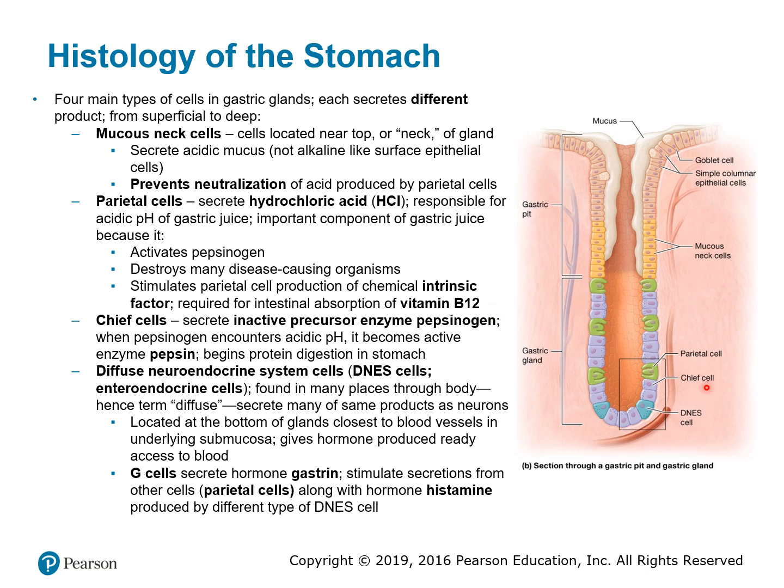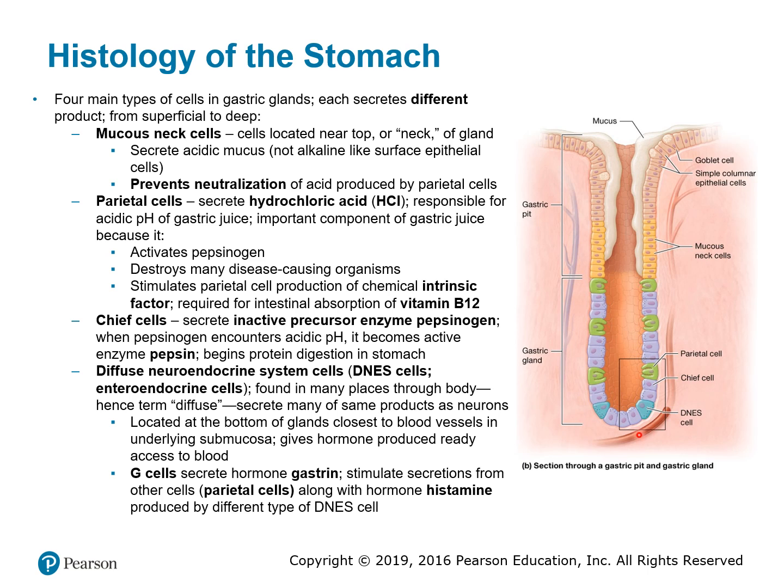You have the chief cells, which are here in the light purple or blue color, and they're going to secrete inactive precursor enzyme pepsinogen, which is an inactive form of pepsin, which is going to digest polypeptides in the stomach.